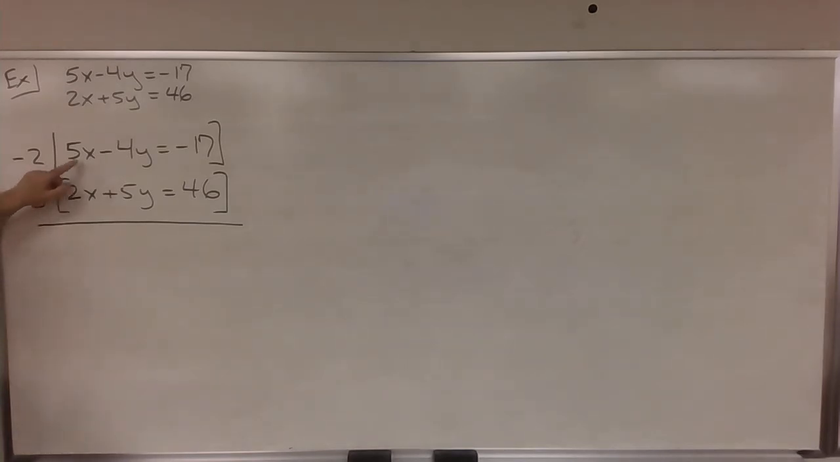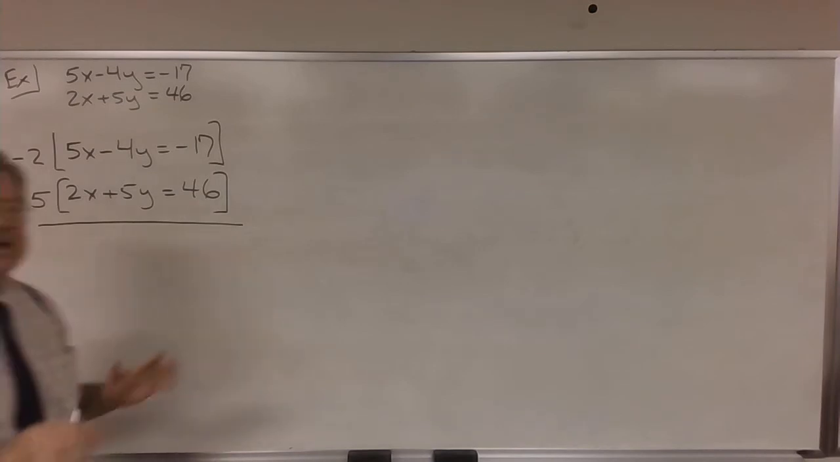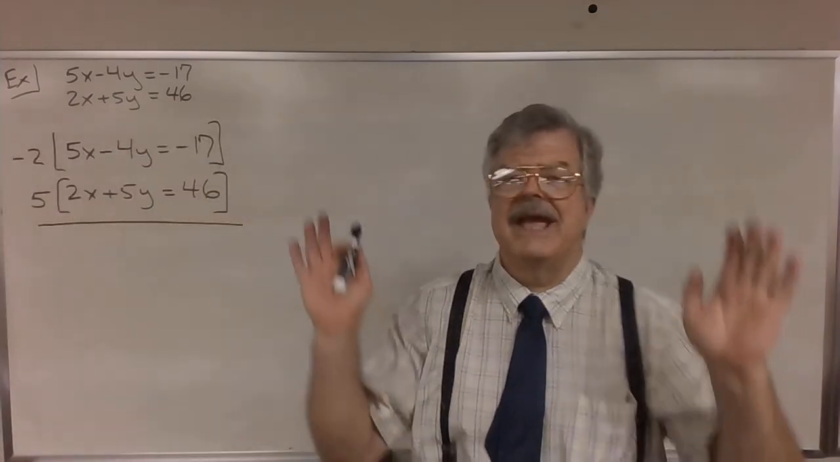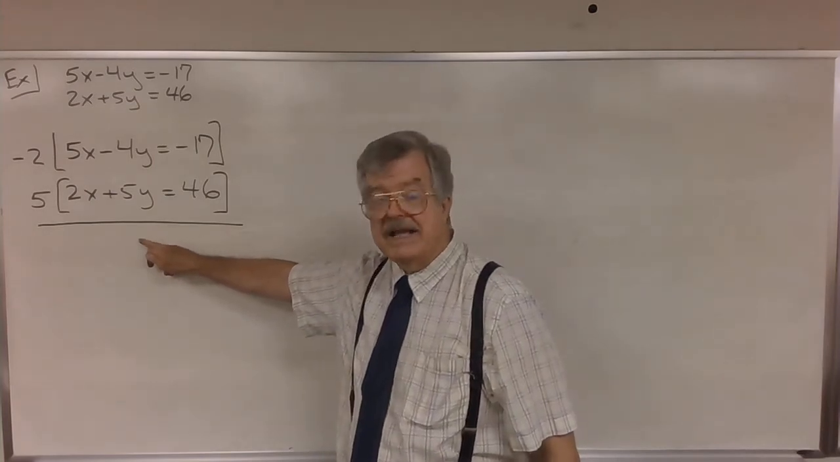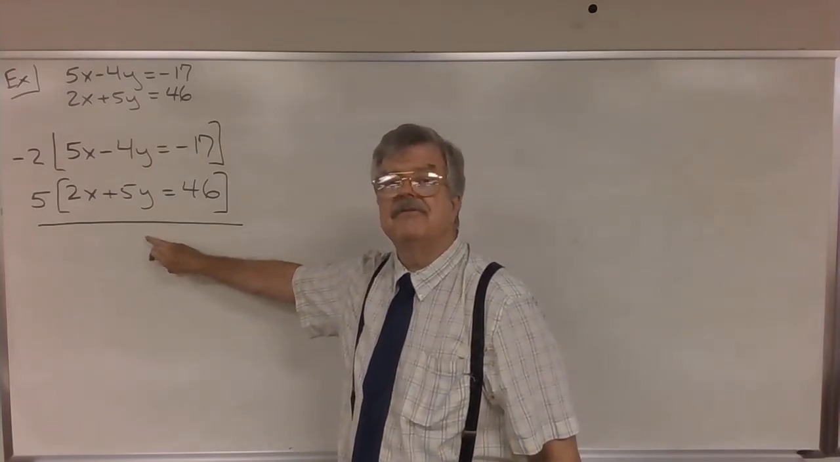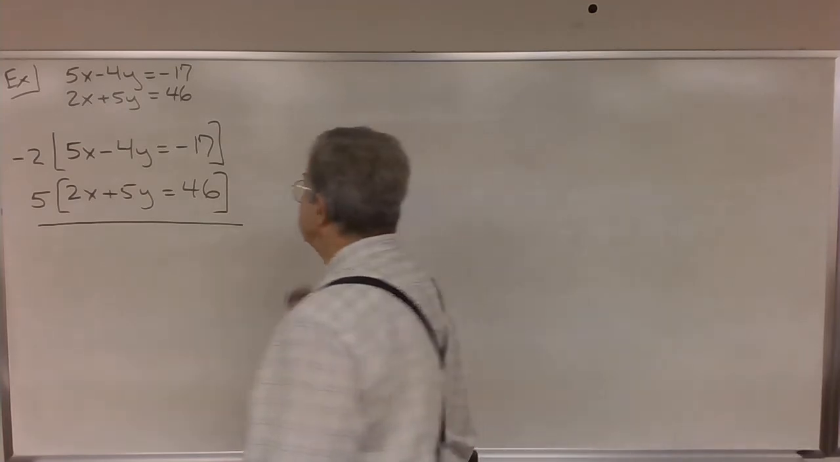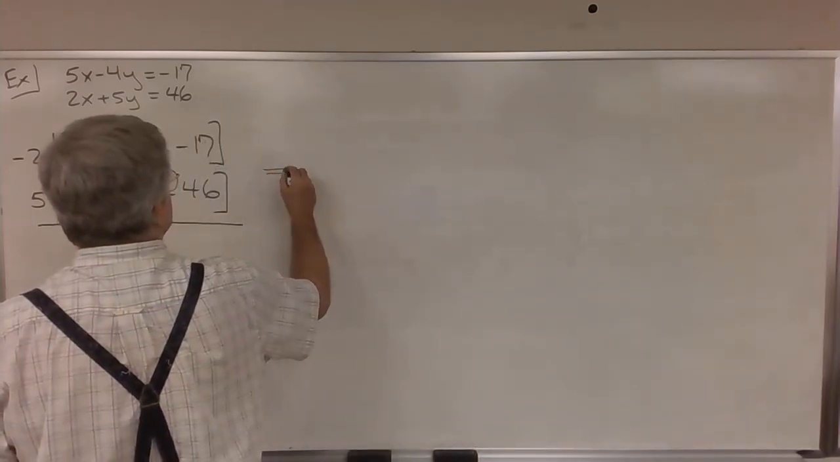Well, negative 2 times 5x is negative 10x. 5 times 2x is positive 10x. So if I add these two equations together, I'll have negative 10x plus positive 10x equals 0. They're going to wipe each other out. The x's will be gone. All we'll have left will be y's, and we'll solve for y. So let's do that.